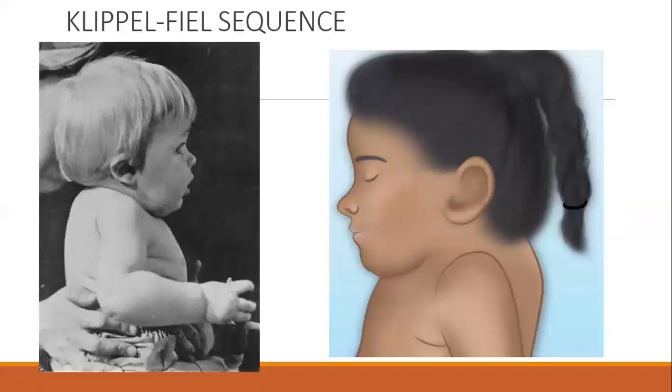Klippel-Feil sequence is another important clinical correlate. What comes to your mind when you see these pictures? You see the baby's neck is just attached to the thorax region. So there is some problem in the baby's neck, and the baby's neck is maintained by your cervical vertebrae. In Klippel-Feil sequence, there is some abnormality in the formation of the cervical vertebrae. One or two cervical vertebrae are absent, resulting in a short webbed neck.